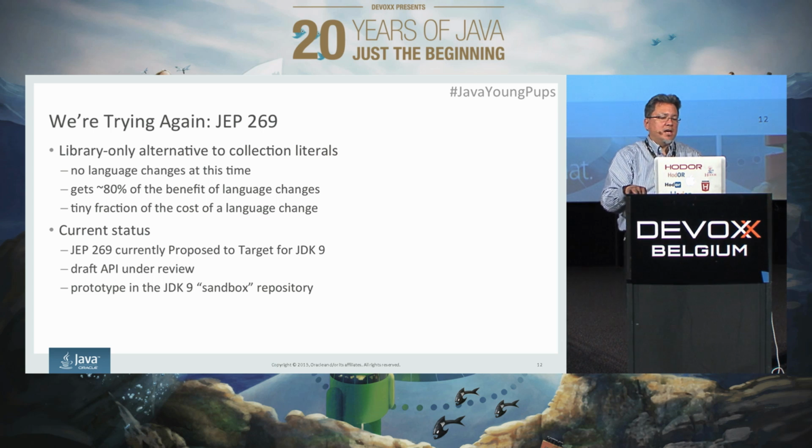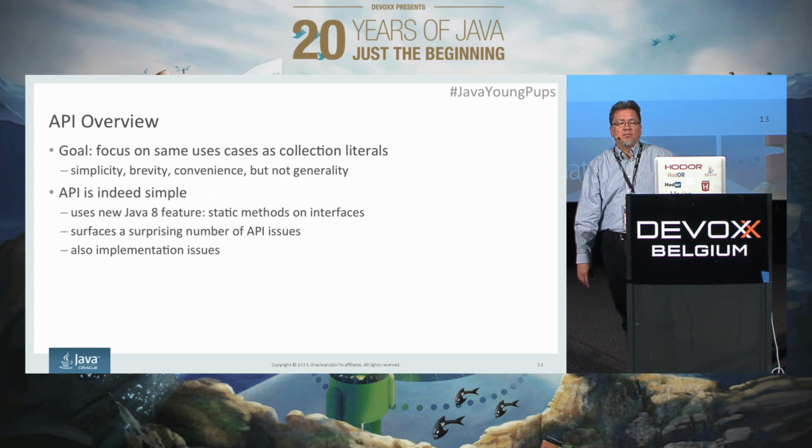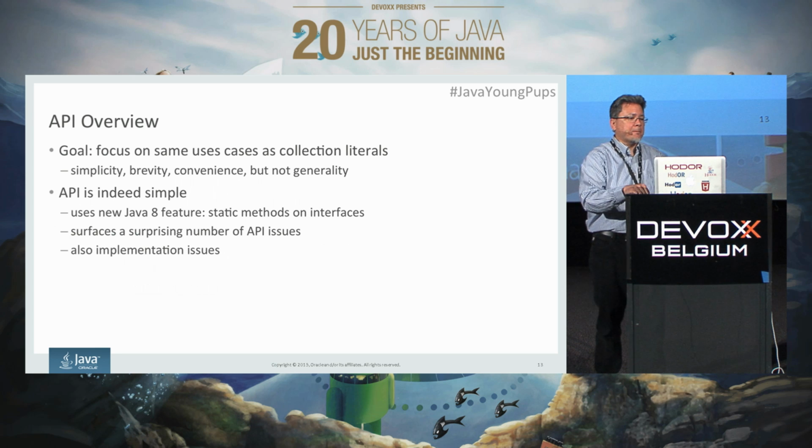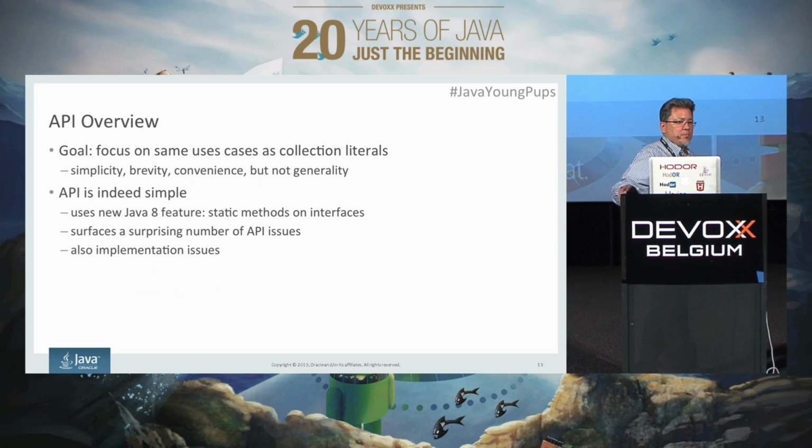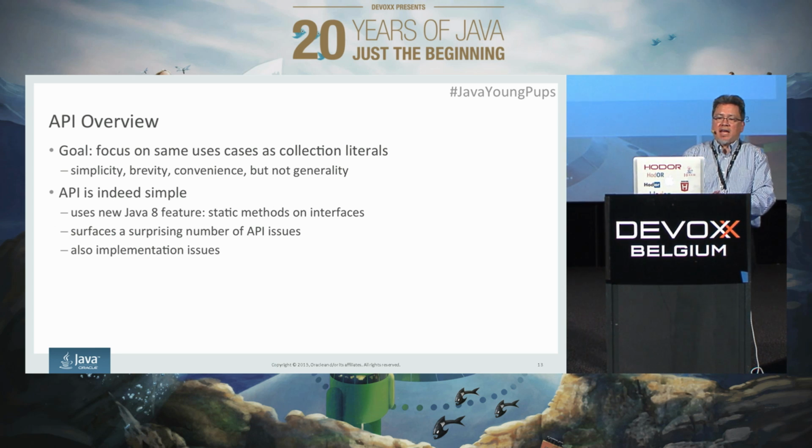I have a draft API out for review, actually 2 drafts, and then there's a sample implementation in the sandbox for JDK 9. So it's not committed yet, but there is code there, and basically, the fact is it's not that complicated. Basically, I have something that works pretty well. All right, so let me go over the API that we're proposing to add.